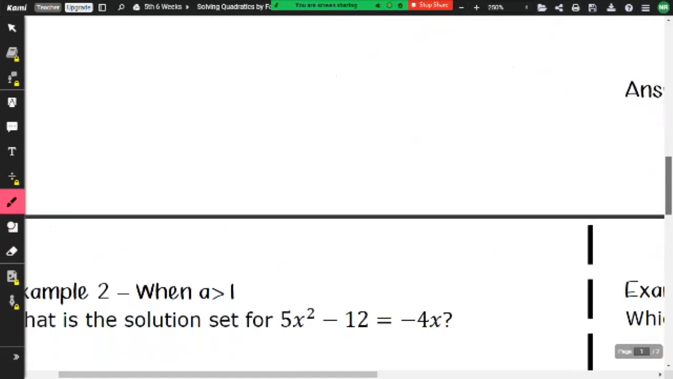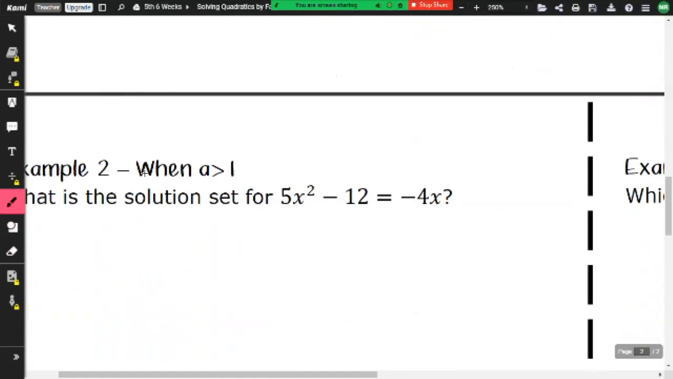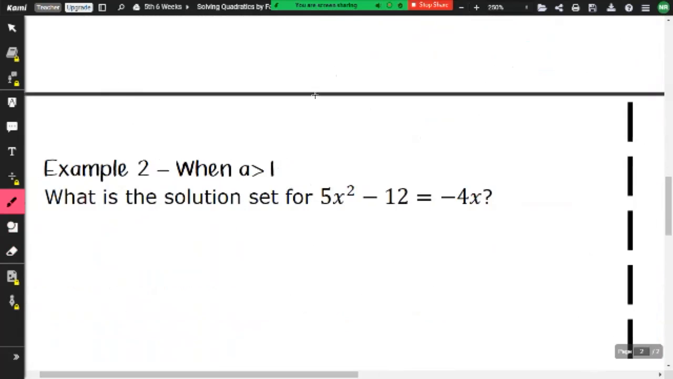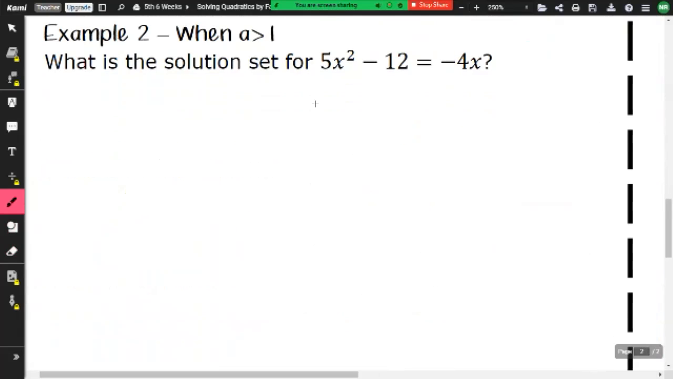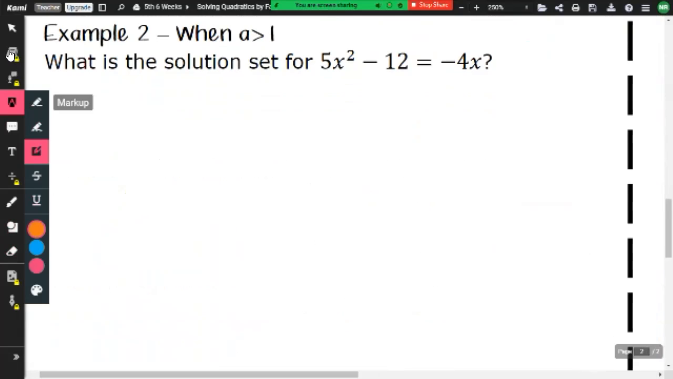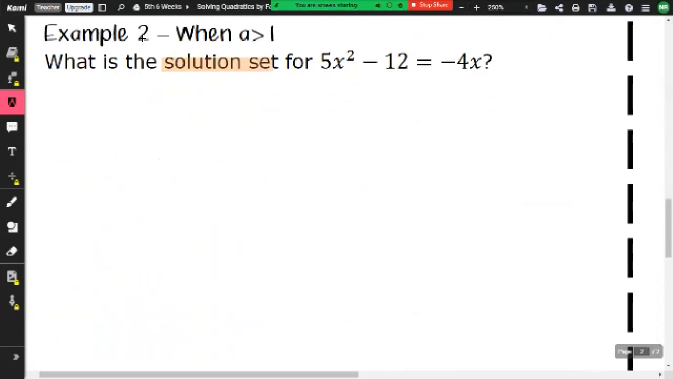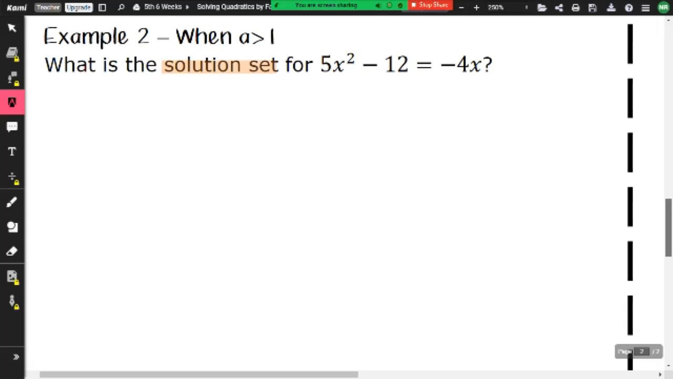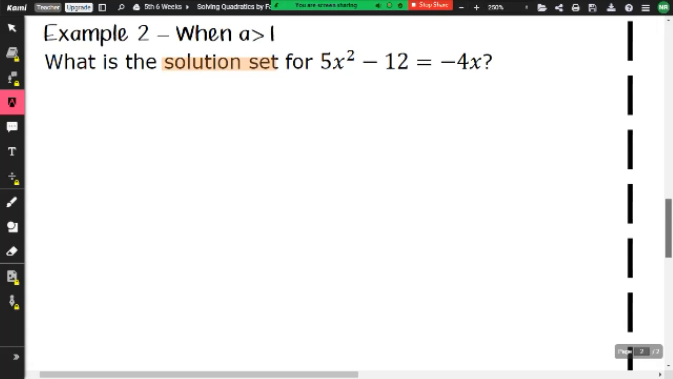Another type of equation that we factored is when a is greater than 1. When a is greater than 1, meaning we know we have to factor because you have that squared, but the squared term has a coefficient. It has a number in front. Now, the wording on this question is a little bit more different. It does ask for the solution set. It means the set of x-intercepts.